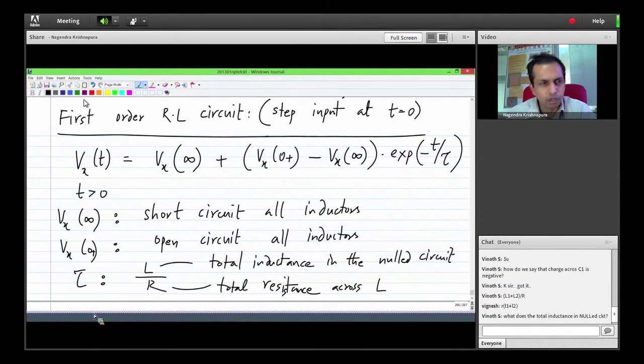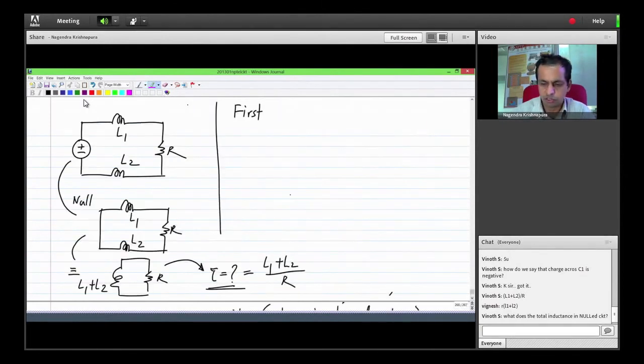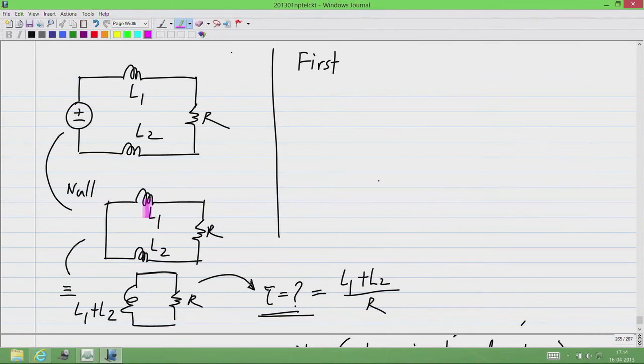There is a question, what does the total inductance in null circuit mean? I am not clear of what this question means, but for instance, in this case there are two inductors, but they appear in series in the null circuit. So, obviously, the total inductance is the sum of inductances.